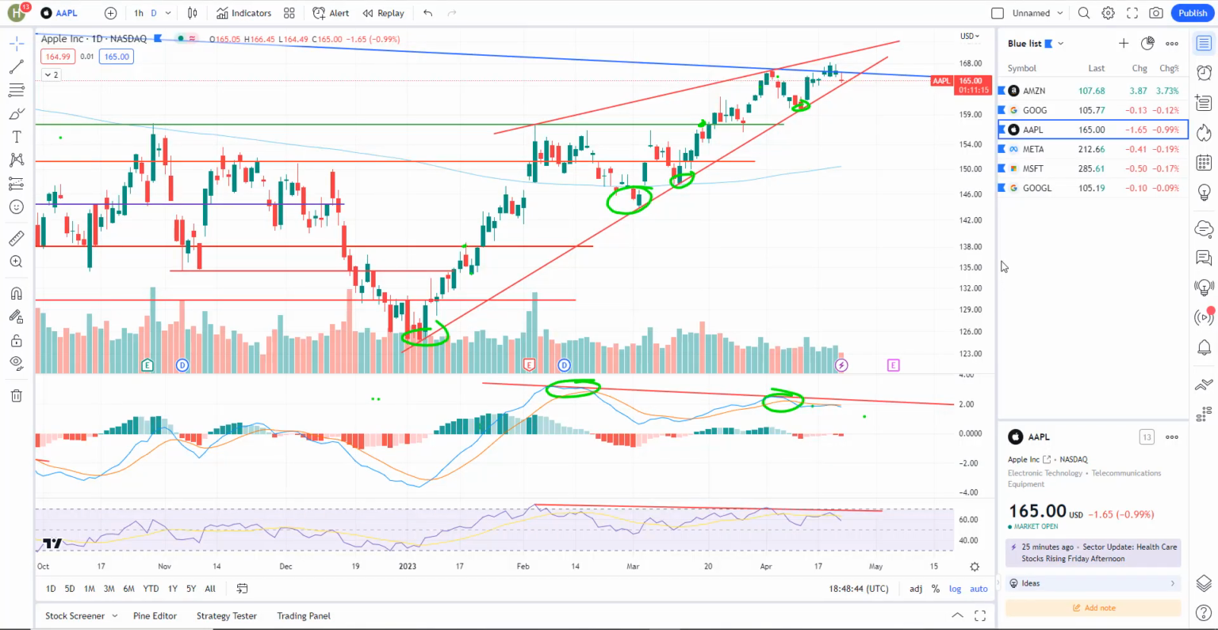Let's get right into the stock market technical analysis. We're going to look at the charts looking for profitable trade ideas.